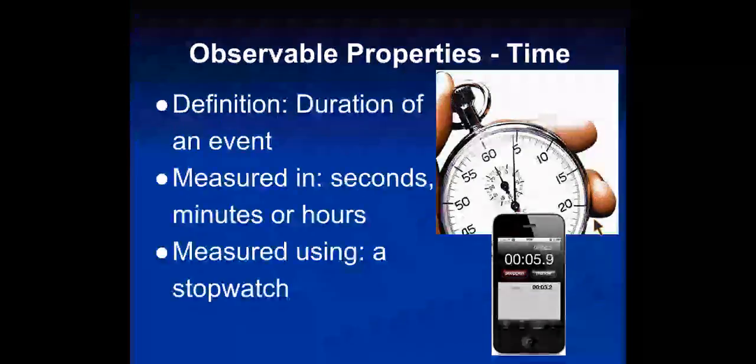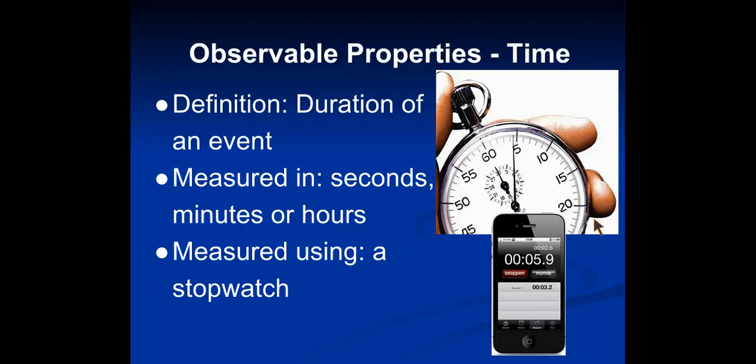Okay, last one here. This one is really easy. It's time. And time is the duration of an event from the beginning until the end. This video is only a few minutes long. That is the duration of the video, how long it took to complete the video. In science class, we'll use units we are familiar with: seconds, minutes, hours, days. We will use a stopwatch to measure it. Actually, in class, you will use maybe a smartphone or Chromebooks to measure time.